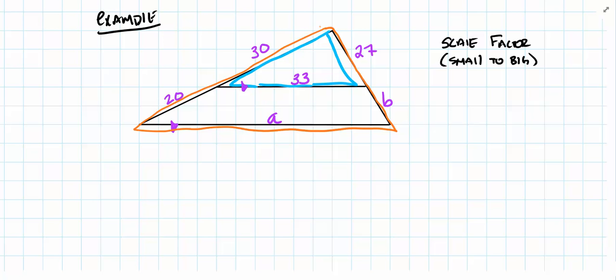That's also true. But what I want to do here first is figure out the scale factor, and then figure out what A is, and then figure out what B is. Those are the two things that I want to do. You're right, those two angles would be corresponding and congruent.